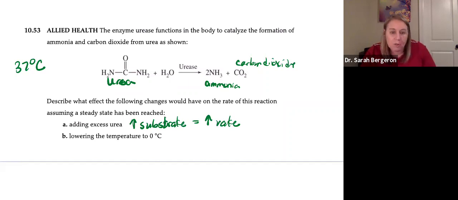Lower the temperature to 0 degrees Celsius. Ooh, so we are reducing the energy available for the enzyme to work. So in this case, we are going to decrease the rate of the reaction.